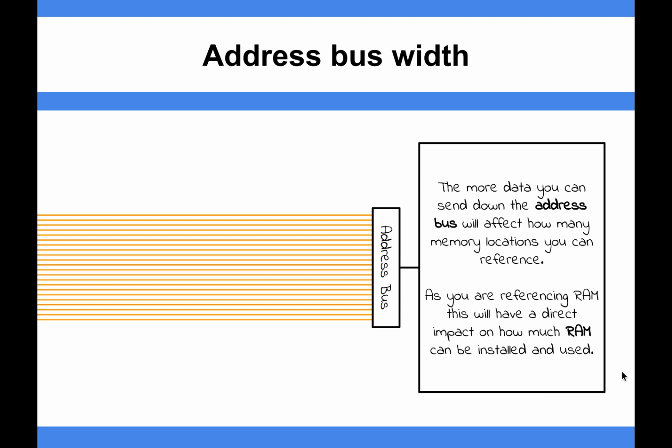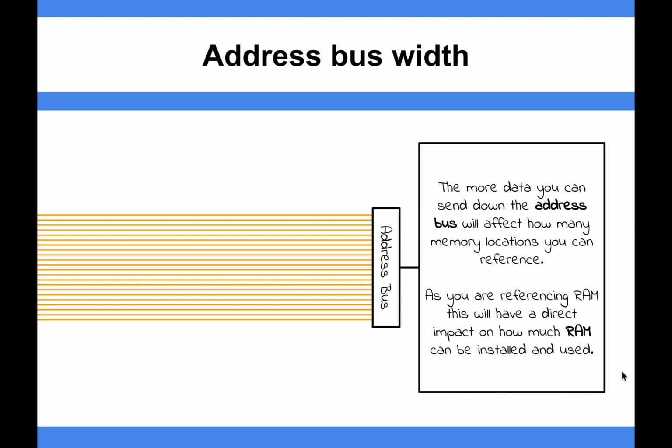For example, let's make it really simple. If we had a 2-bit address bus, so we had 2 lines, we've got therefore 2 bits, which means we've got only 4 combinations: 00, 01, 10, and 11. So we've only got 4 memory locations we can address, which means we can't install much RAM, because we can only address 4 locations. Even if you give me loads more, I can only use 4 of them.